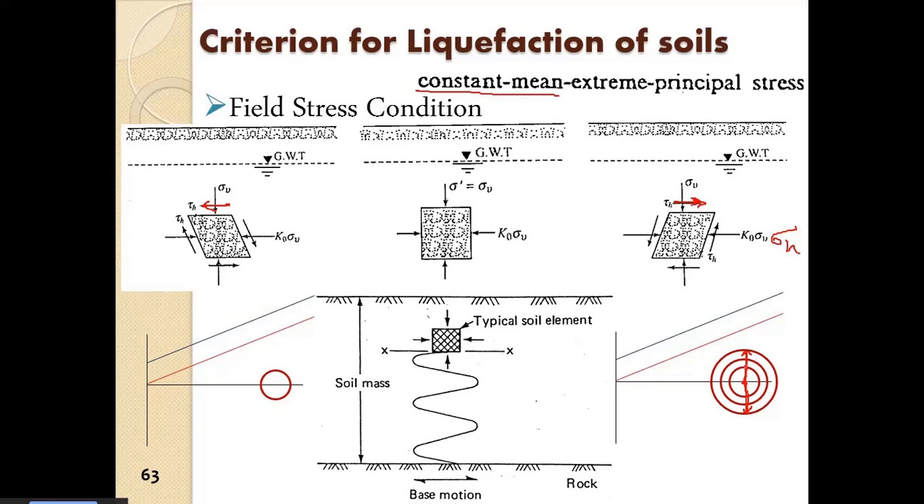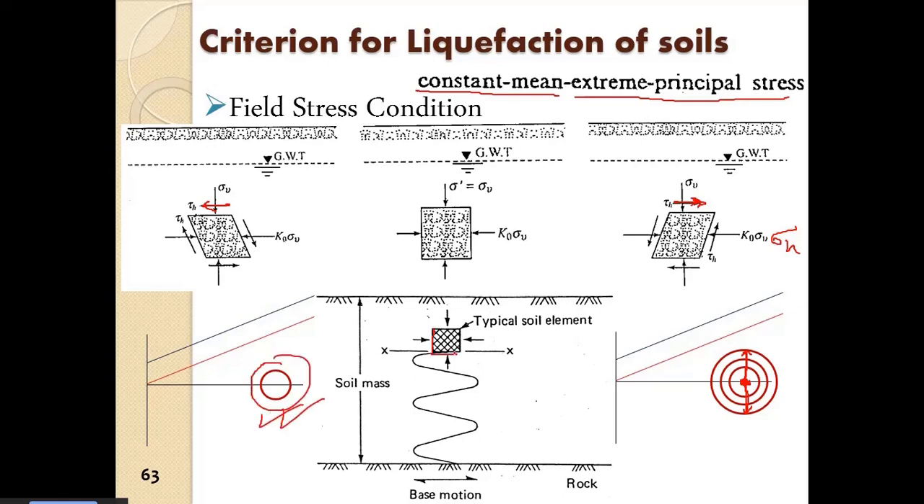So this cycle of increasing and decreasing diameter of the Mohr circle will go on at the same point, at the same constant mean point. This condition of loading is called the constant mean extreme principal stress condition, and it was advocated by Seed and Lee in 1966. So we have this condition preserved.